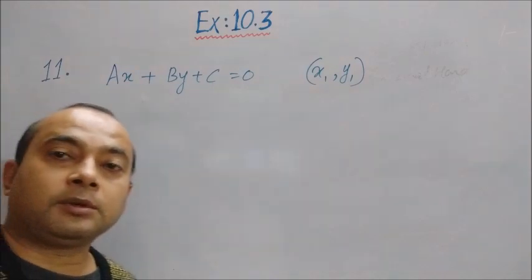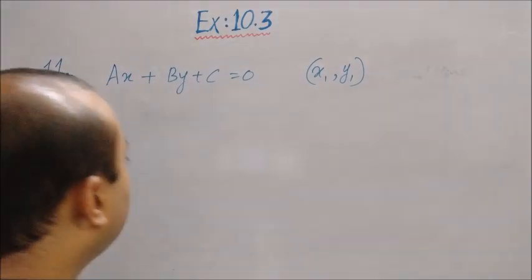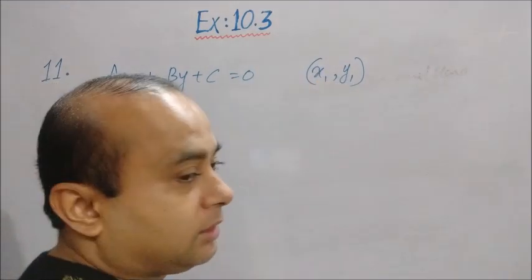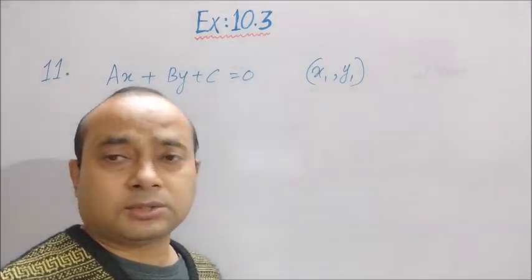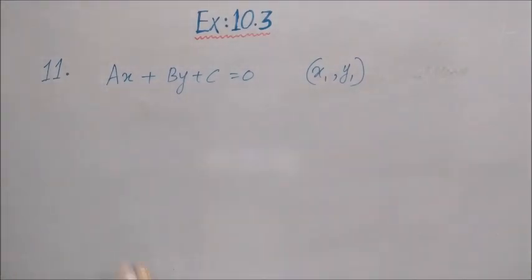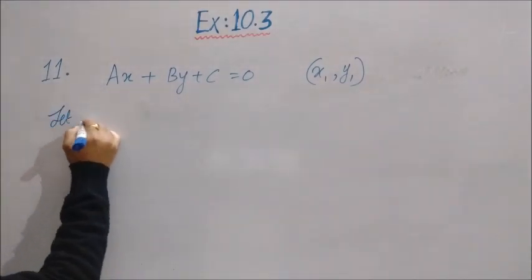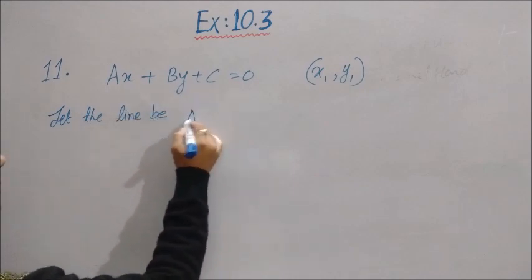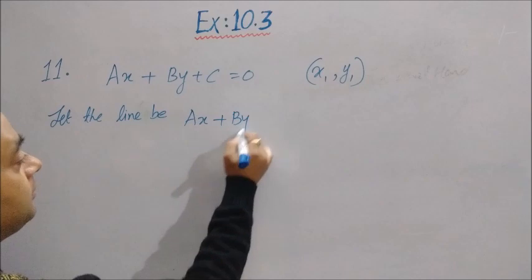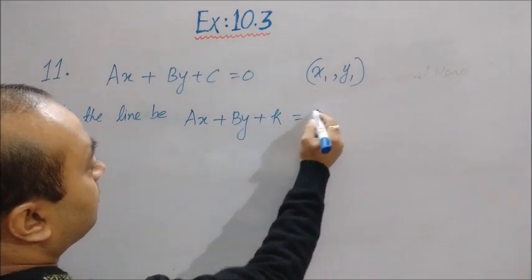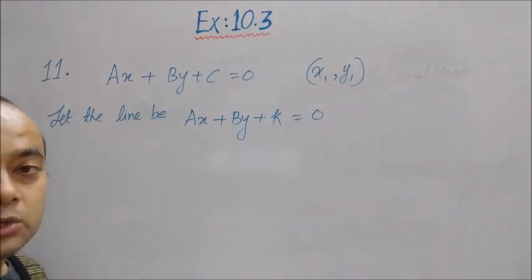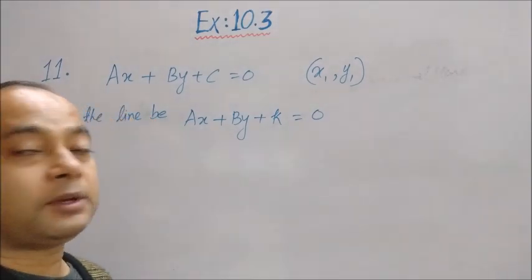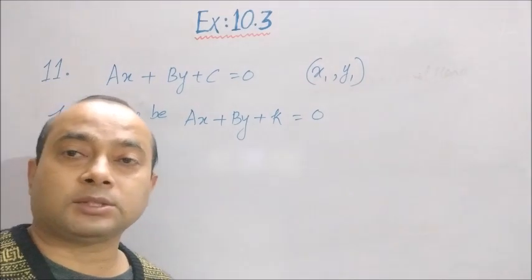Question number 11, what they have given: a line which is parallel to this line and passing through this point. If it happens, then there is a relationship given in the question. So how do we go about it? We will write down, let the line be ax plus by plus k equal to 0. As we have discussed in our previous question, if two lines are parallel, they differ by the constant only. The coefficient of x and coefficient of y will remain the same.